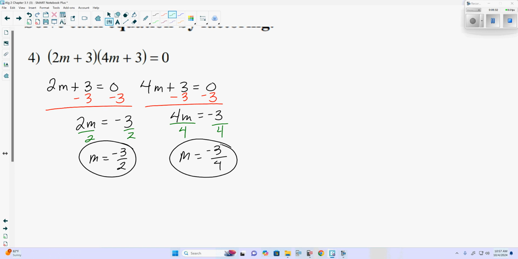Questions on this here? Now, if we wanted to check and make sure that these work, all we would do is take those values of m and plug them back into the original function. So negative 3/2, 2m plus 3, I'm going to grab a note sheet.